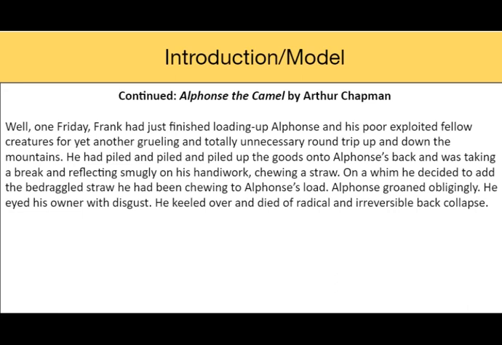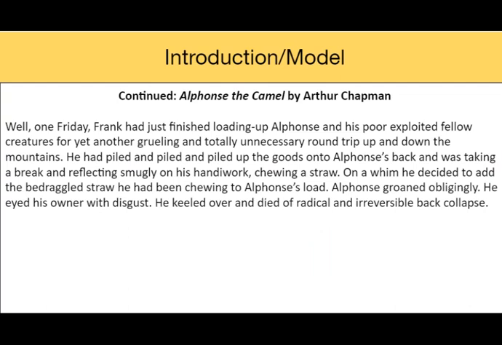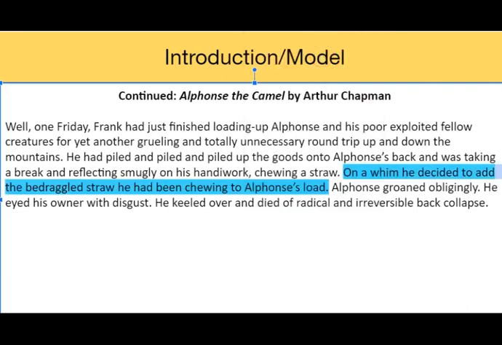But let's go back here. What was the trigger or spark? What actually caused poor Alphonse the camel to die? Let's go back here and look. I'll give you a minute. And you're like, that's obvious. It's the straw, the immediate trigger. He added the straw to Alphonse's back. That's the trigger. I'm going to highlight it light blue. That's the straw that broke the camel's back.